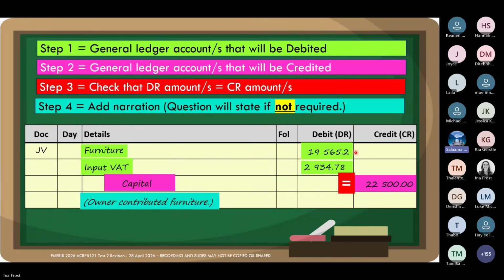And again, just have a student wanting to know the order. Does the order matter when showing the debits and the credits? Yes, remember your order matters in that you have to start with your debits. But if you put, say, input VAT first and then furniture, that doesn't matter as long as you just start with your debit entries.